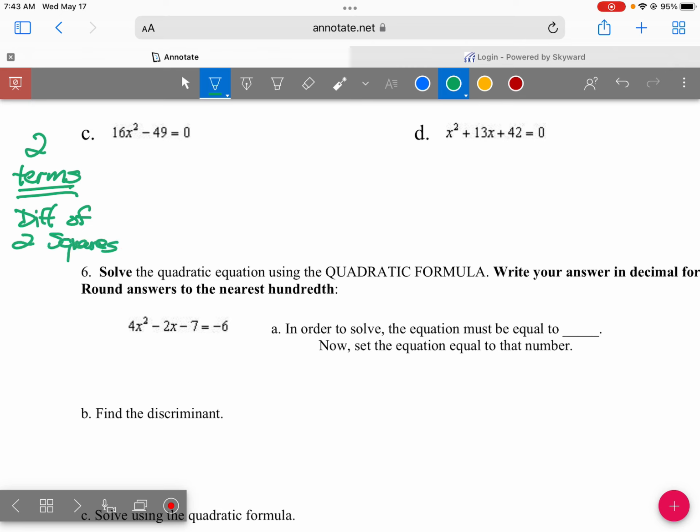Okay? So we're going to take the square root, take the square root. What is the square root of 16? 4. What's the square root of x squared?